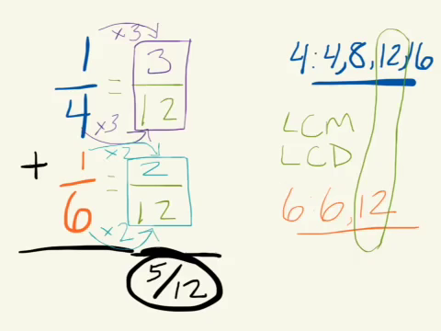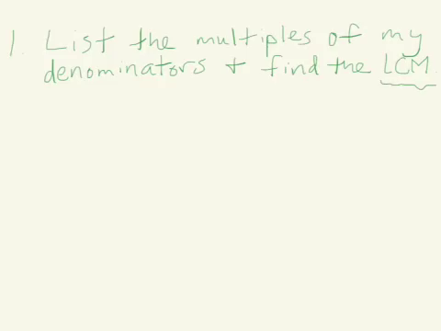Remember that when we're adding and subtracting, we only add and subtract the numerators. The denominator is just telling us what size pieces we have, not how many. The numerator tells us how many we have, and the piece size is not changing. So let's list our steps that we've been doing so far, because this is a lot to keep track of. So let's list our steps.